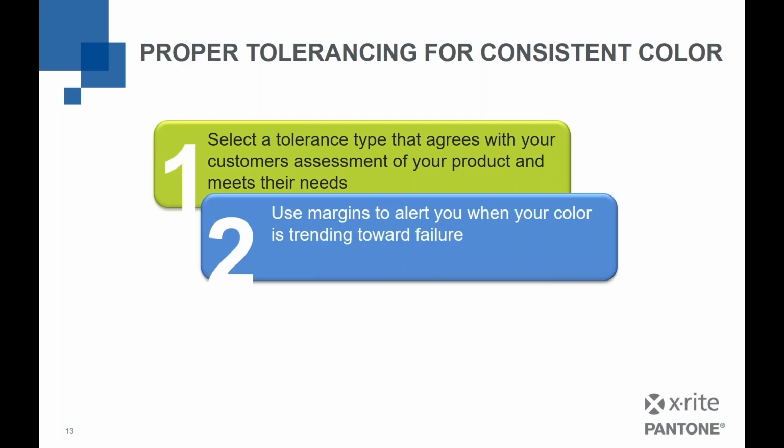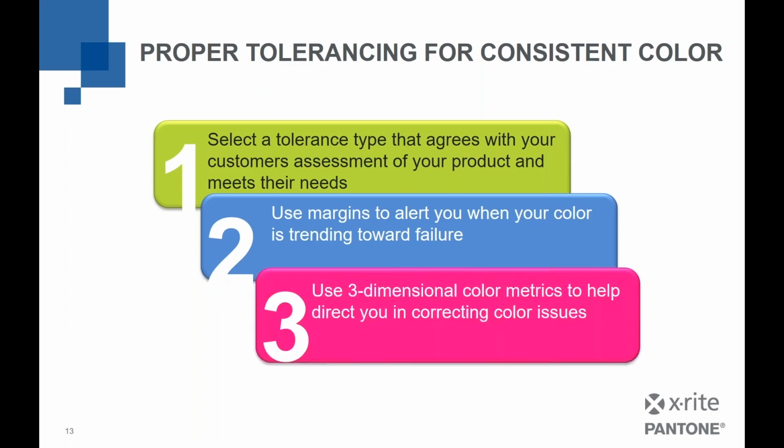Secondly, we want to use margins to alert you when color is trending toward failure. That one feature alone in the software is an extremely valuable thing to do. Like I said, especially if you've got a large number of folks doing color measurements, you can have people who know that as long as they get a green check mark, they don't need to escalate that to anybody. As soon as they get in the margin, okay, now we're going to maybe escalate it and have other people get involved to make decisions.